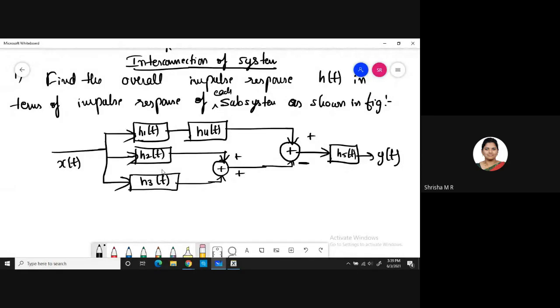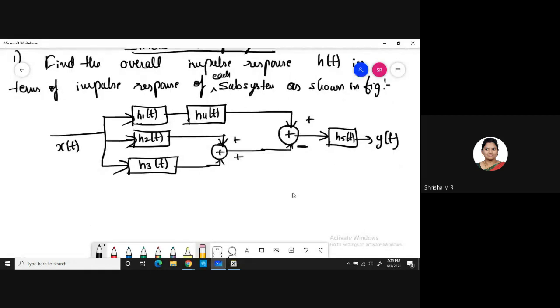So you can see x of t is given to three systems, h1 of t, h2 of t, h3 of t. Okay, and h1 of t and h4 of t are in series, and you can see h2 and h3 are in parallel, and you have h5 of t here. They're asking you the overall impulse response h of t. So you have to reduce the systems in series and parallel, and write the equation. It is simple. First, h1 of t and h4 of t are in series, right?